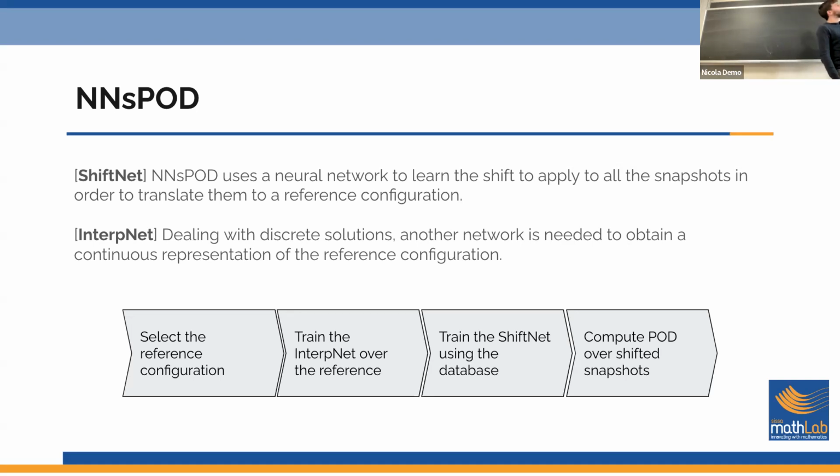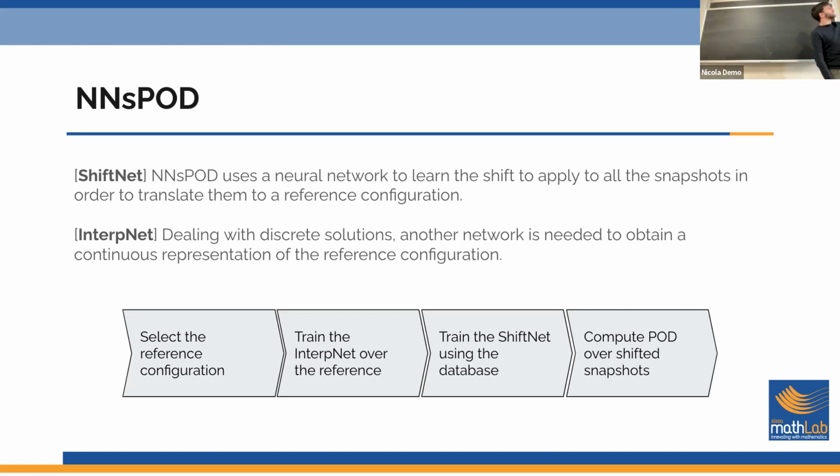So the idea is we have two different networks. I'm going to start from the first one because it's the most intuitive one, and then I'll try to give you the information about why you really need a second network in this case. So the ShiftNet is the network that takes as input your snapshot, and it translates forward and backward to minimize a certain loss function. So everything is unsupervised in the sense that you don't have to specify the quantity of the shift for any snapshot.